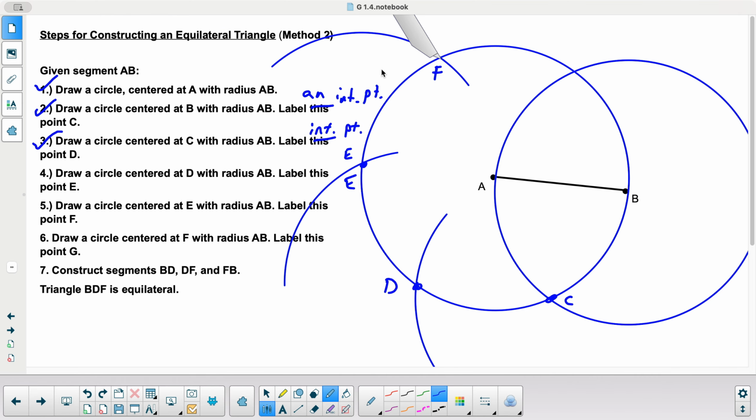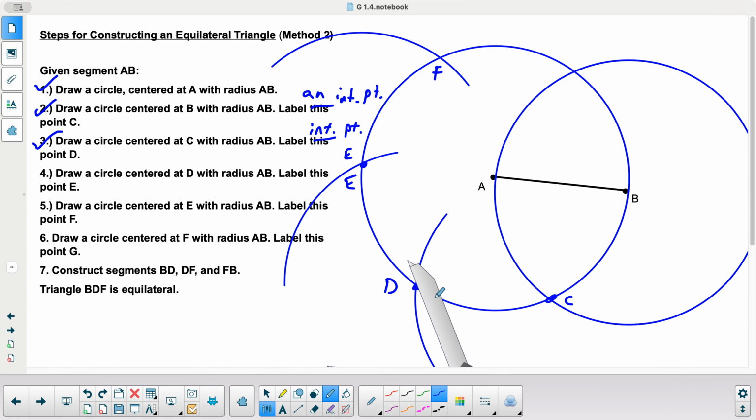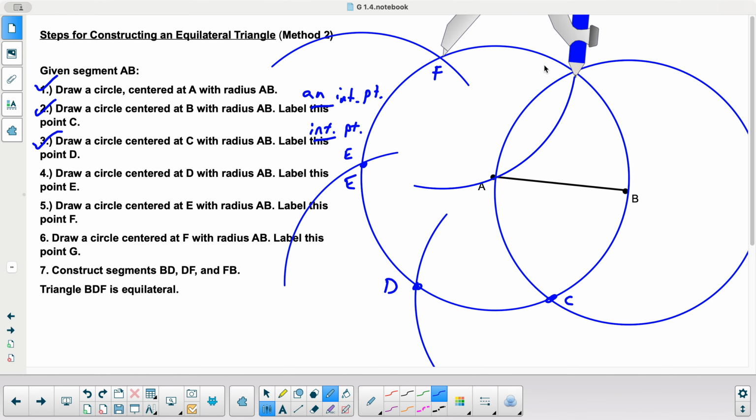Put it right there. Oh shoot, that's a problem because it's off up here. So I'm going to move this down so I got my compass there. It should come back right to that point where it intersected. So I'm going to call that G.